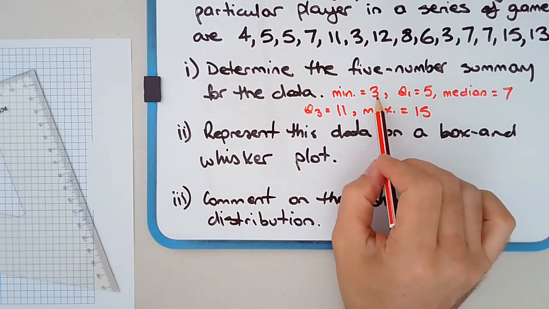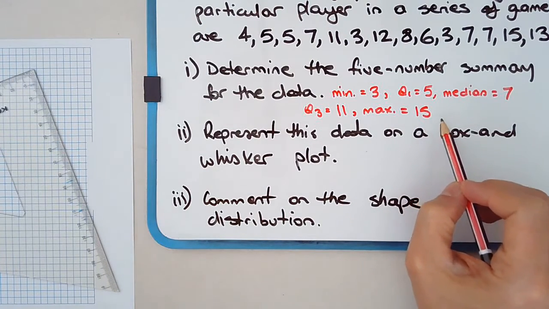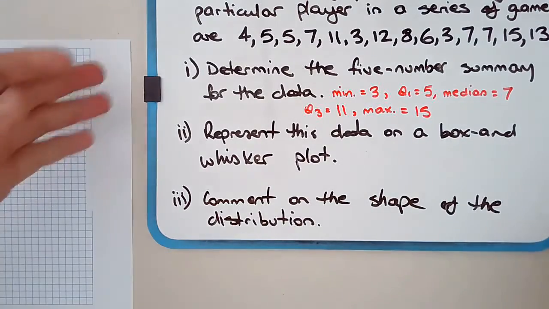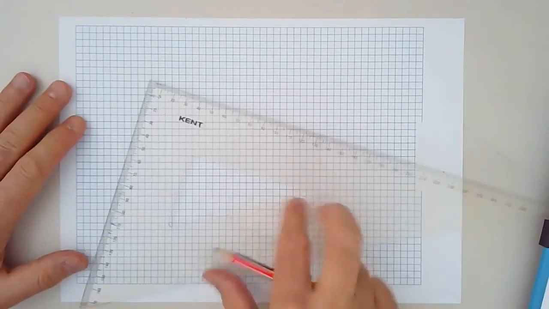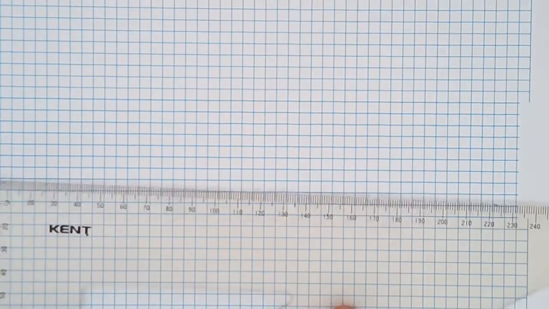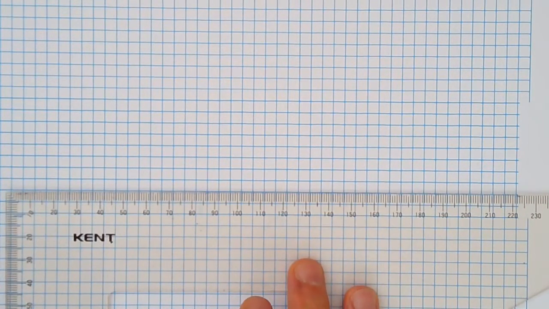So the minimum is 3, the maximum is 15. We could probably use a 15 centimeter ruler. Let me put this out of the way for a moment. There's the grid paper there. This is what I mean by scale. I think we'll do that.